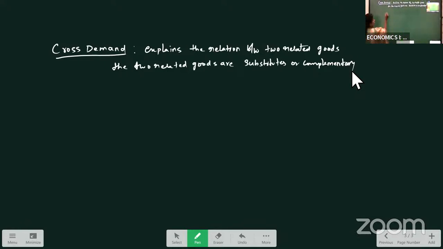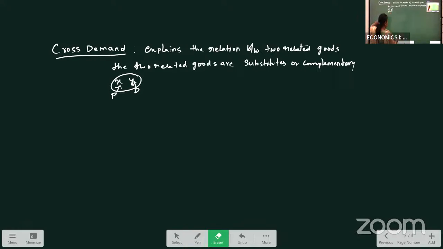Okay. What will happen in case of cross demand? Why do we call it cross demand? Because, for example, X and Y are related goods. So, if the price of X changes, demand for Y will change. Meaning, the price of X will have an impact on demand for Y. That's why we call it cross demand.